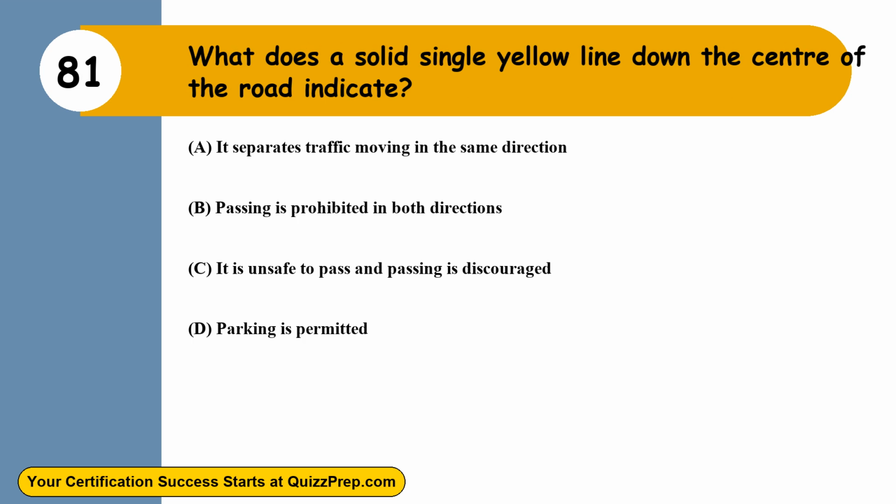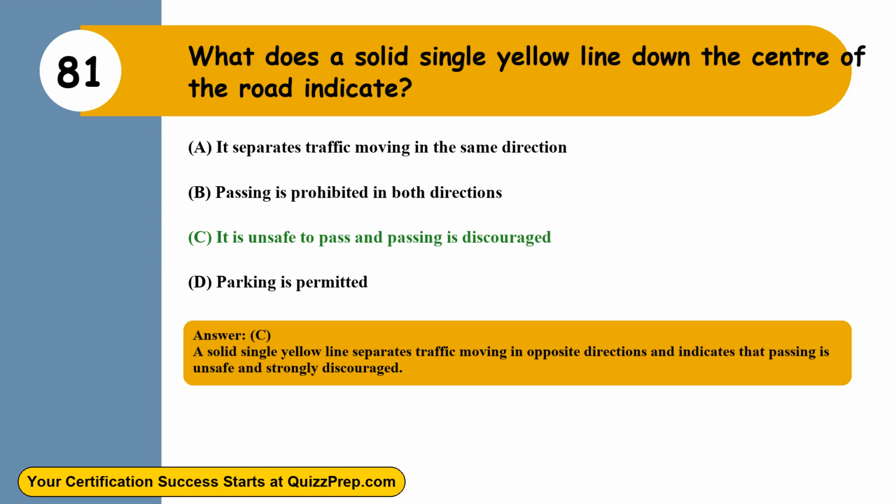Question 81. What does a solid single yellow line down the center of the road indicate? Option A, it separates traffic moving in the same direction. Option B, passing is prohibited in both directions. Option C, it is unsafe to pass and passing is discouraged. Option D, parking is permitted. The correct answer is option C. It is unsafe to pass and passing is discouraged. A solid single yellow line separates traffic moving in opposite directions and indicates that passing is unsafe and strongly discouraged.